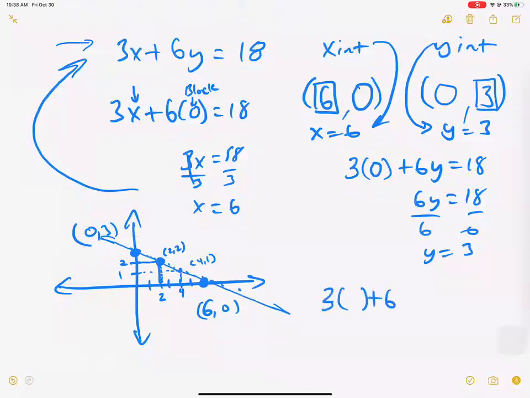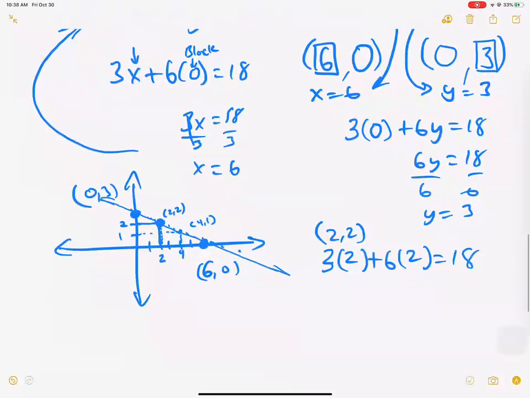3x plus 6y is equal to 18, and we said (2, 2). Is (2, 2) a possible solution here? 6 plus 12. Hey, is 6 plus 12 equal to 18? You can use a calculator if you need to for this. 6 plus 12 is 18. Yeah, that totally works. Oh my gosh, our graph totally works.